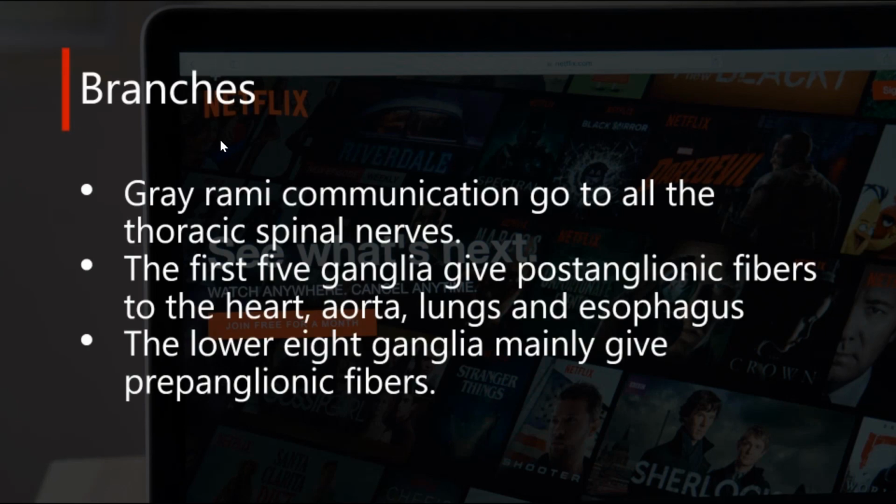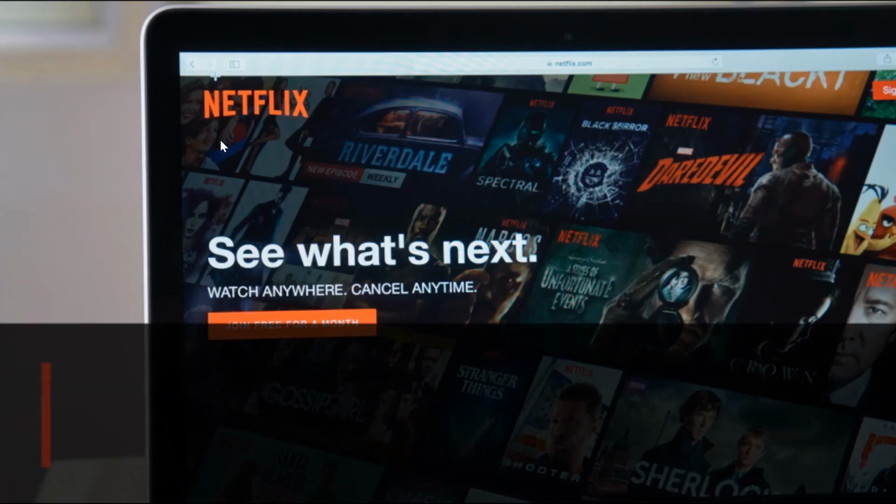Branches. Gray rami communicantes go to all the thoracic spinal nerves. The first 5 ganglia give postganglionic fibers to the heart, aorta, lungs, and esophagus. The lower 8 ganglia mainly give preganglionic fibers.